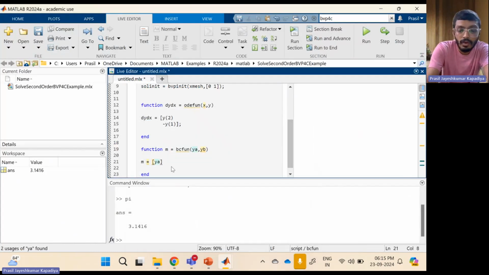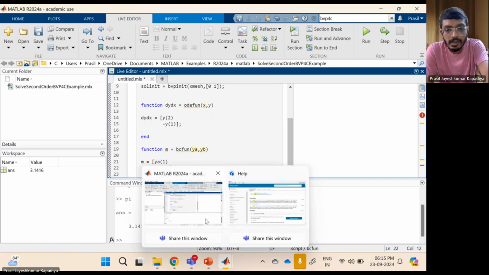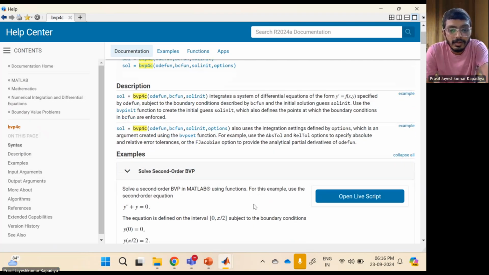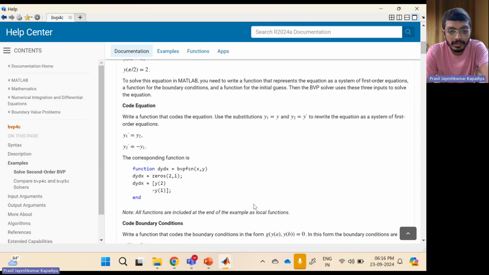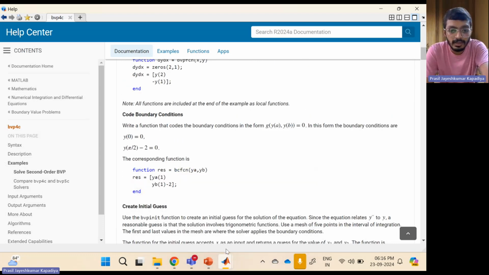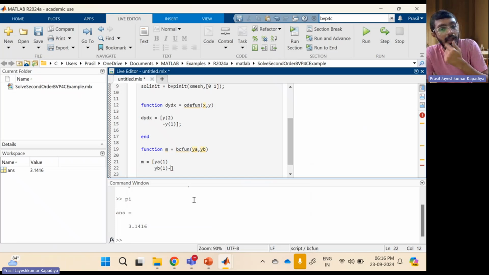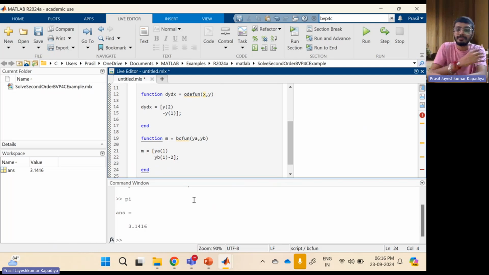So ya of 1 minus 0 is equal to 0. So I'm just writing y of 1. And my second boundary condition is yb of 1 minus 2. Correct? See here, yb of 1 minus 2. It will automatically understand that it is at x is equal to pi by 2. Okay, so here we have given these boundary conditions.